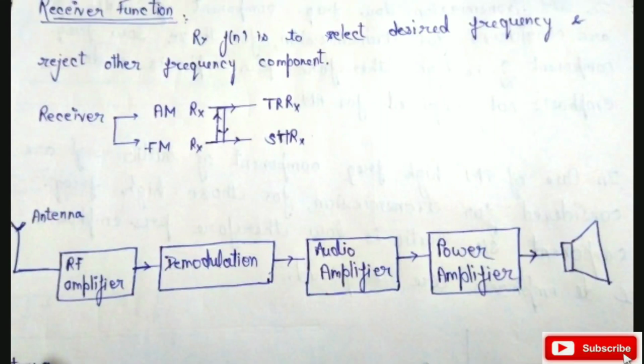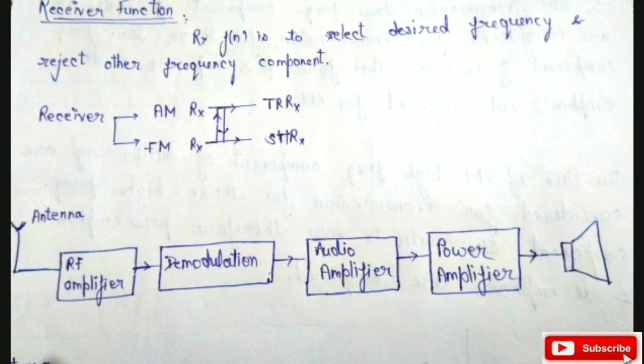Hi friends, in this video we will discuss the function of receiver. Receiver function is to select a desired frequency component and reject all other unwanted frequency components. There are two types of receiver, amplitude modulated receiver and frequency modulated receiver. And each of these are of two types, tuned radio receiver and super heterodyne receiver.